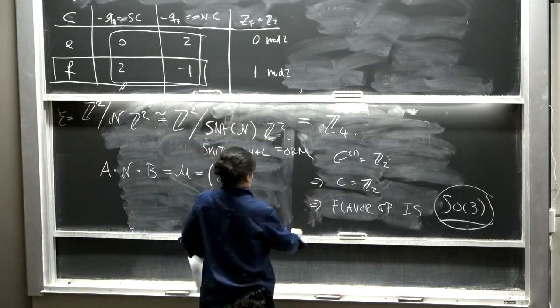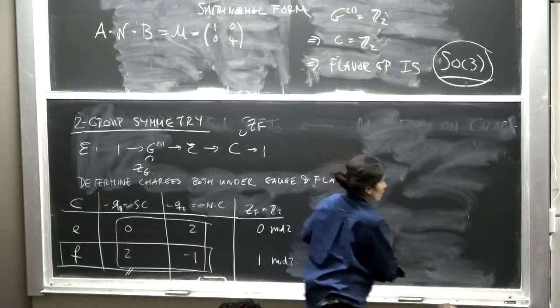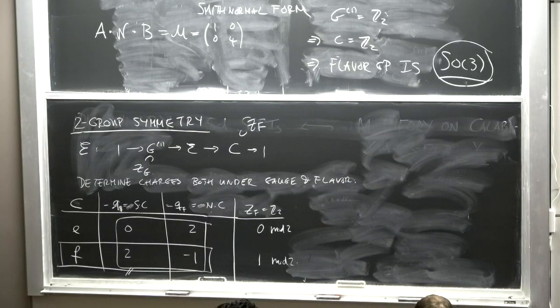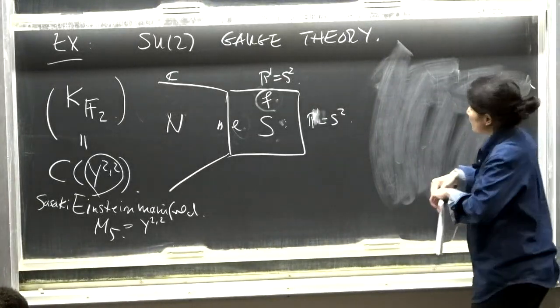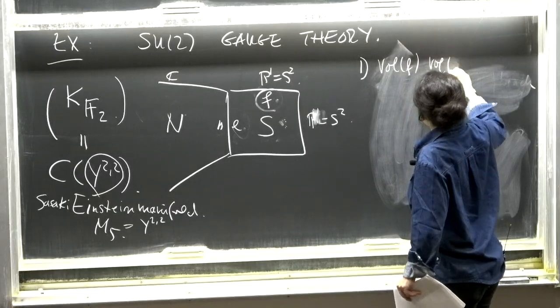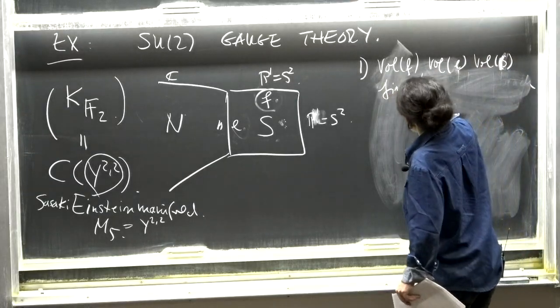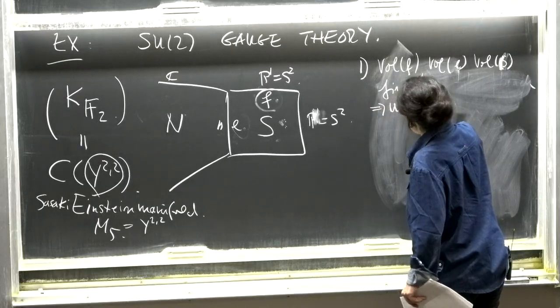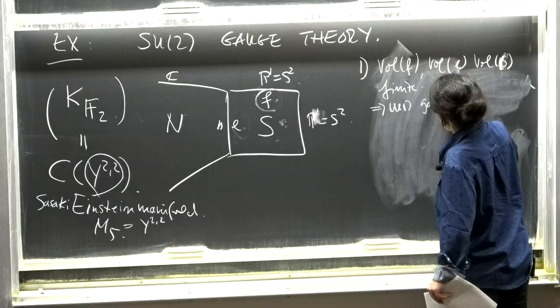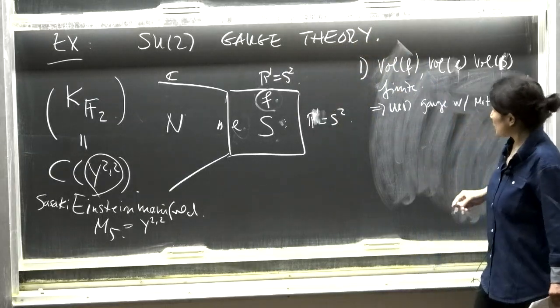So what we found is, this is a good place to argue for this. If all the volumes, the volume of F, the volume of E, and also the volume of the full surface S, are finite, you just get a U1 Yang-Mills gauge theory with some matter that is charged as coming from these W bosons.